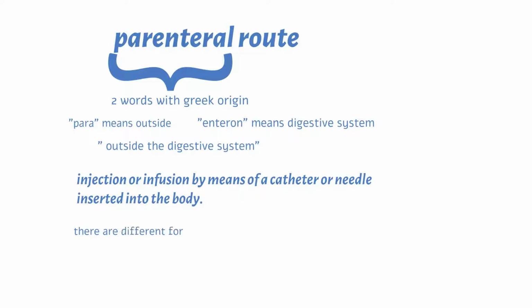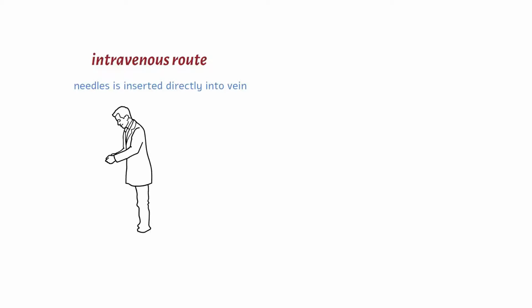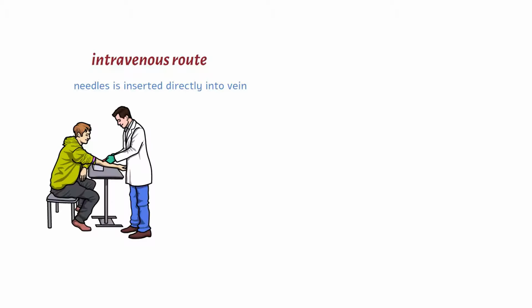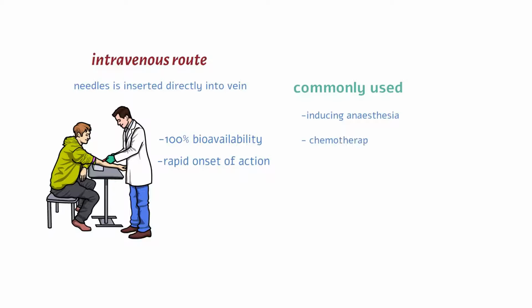There are different forms of parenteral administration, and they include the intravenous route, and in this the needle is inserted directly into the vein and the drug may be given as an infusion or as a single dose. It has 100% bioavailability and rapid onset of action. It's commonly used for inducing anesthesia, for chemotherapeutic agents, anticonvulsants, and irritant drugs.